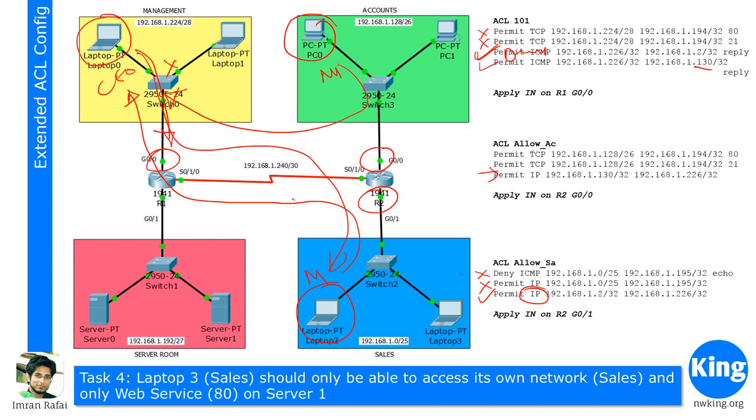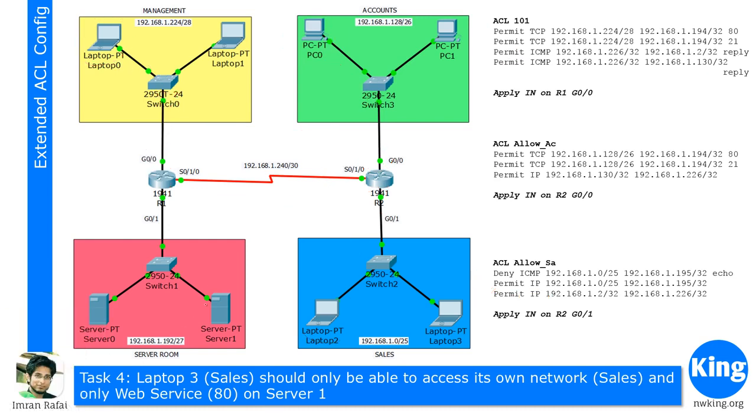Next we look at task 4, and let me clear the screen once again. This says laptop 3 of sales, that is this guy, should only be able to access its own network. That's the sales network. That means whenever this PC tries to communicate out, automatically the traffic should get blocked. But it can only access web services on server 1. So all other traffic will get blocked, but if it's web traffic going to server 1, HTTP traffic, that will be let through, right?